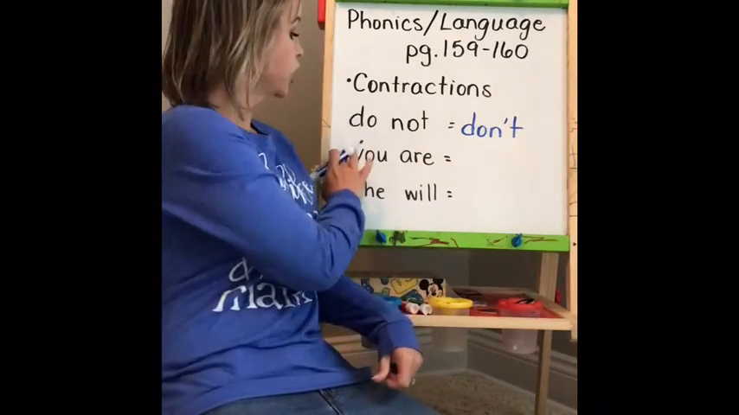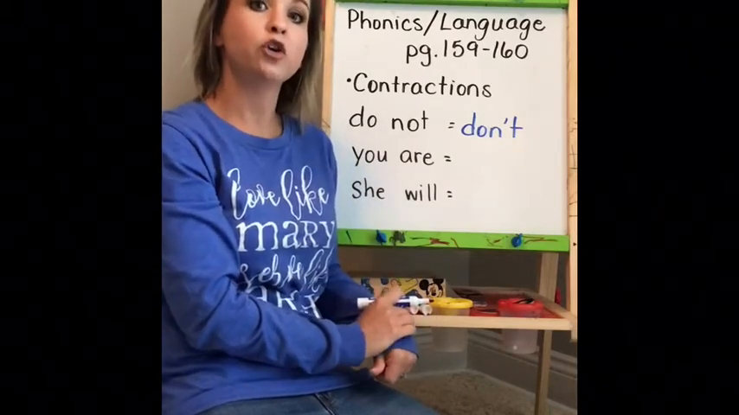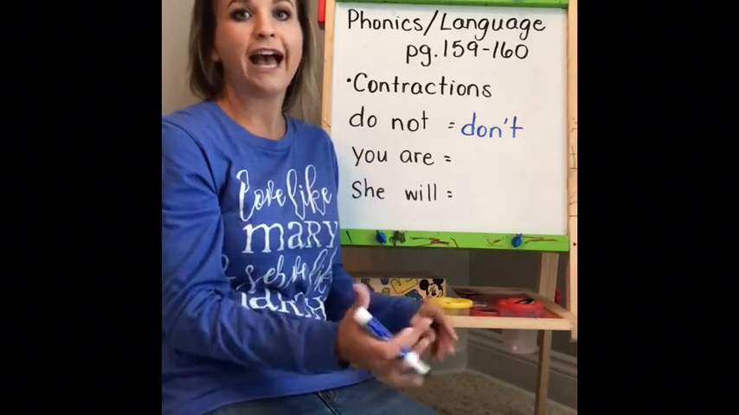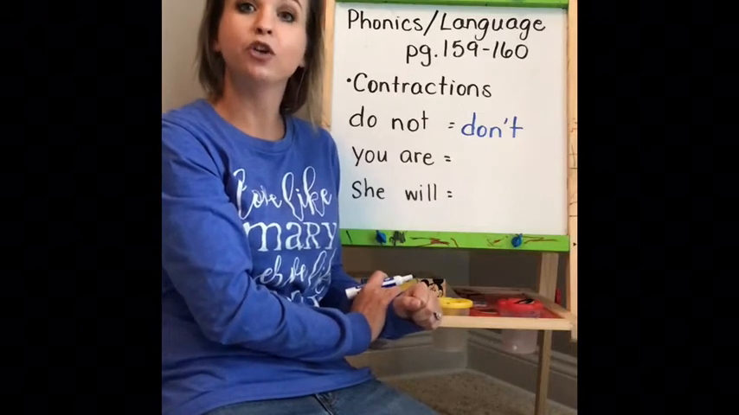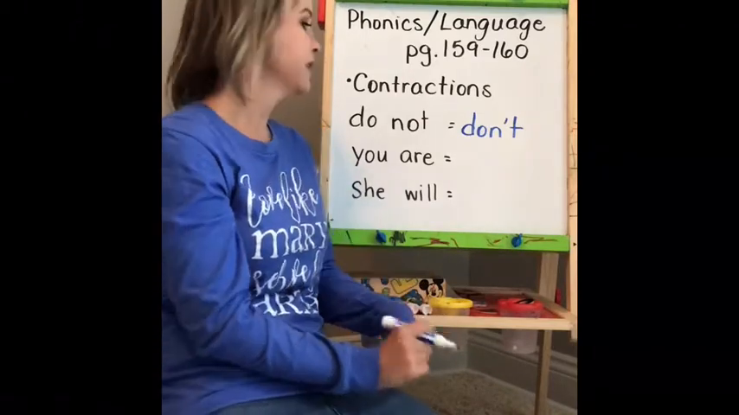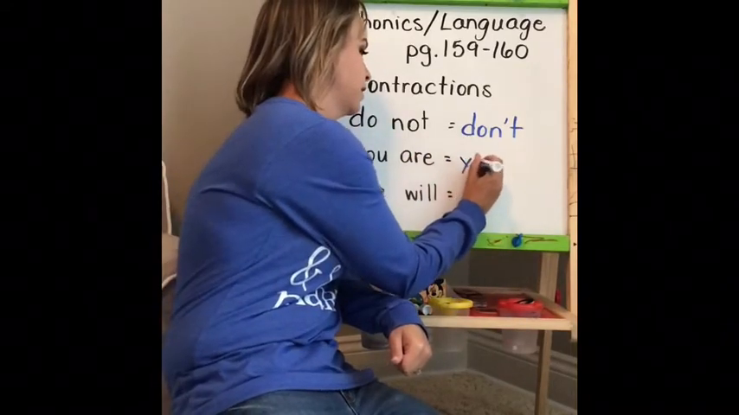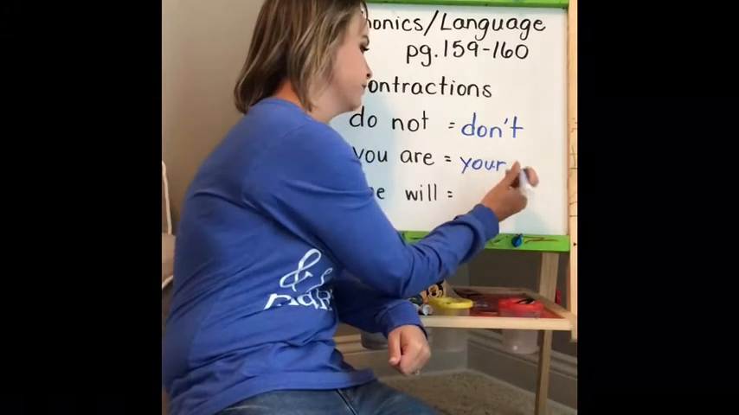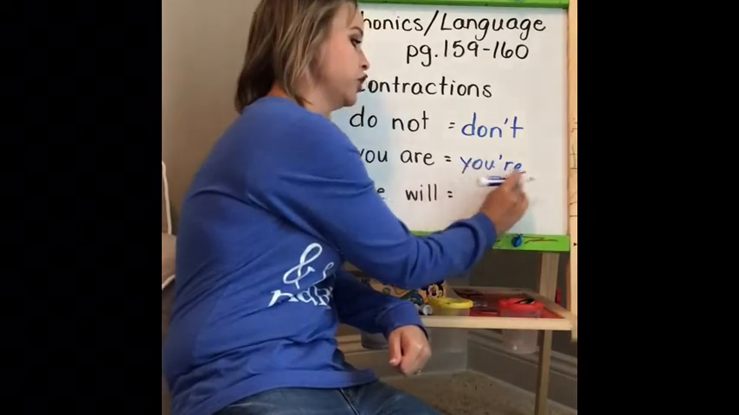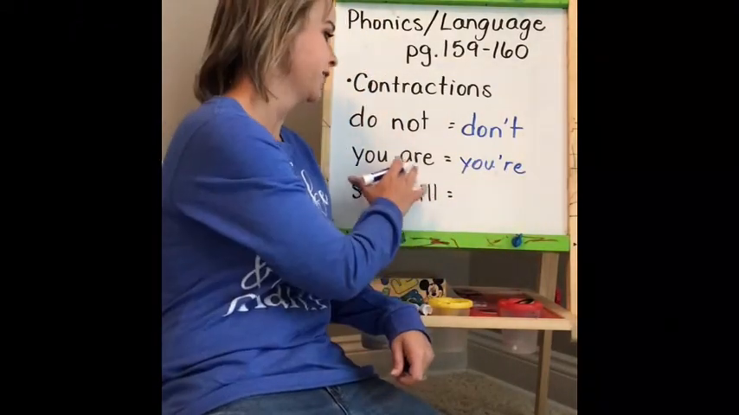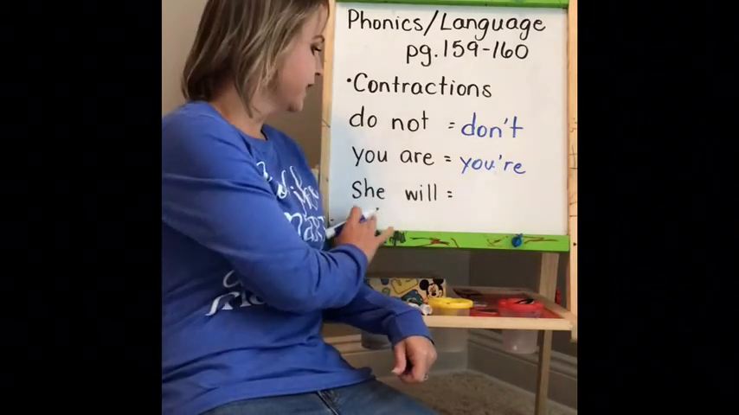I have the words you are, okay? If I say you are going to school, how might I say that if I was using a contraction? You're. Very good, you're going to school. It means the same thing. So you are becomes you're. Apostrophe R-E, you're. Very good. We took out the A and we put an apostrophe. You're. Let's look at this last one.